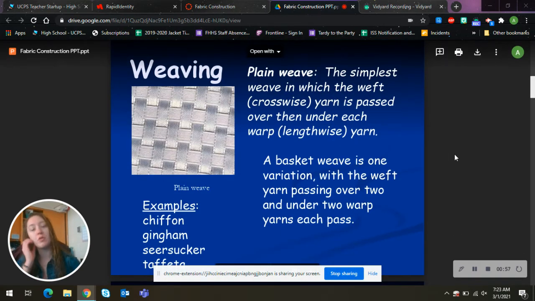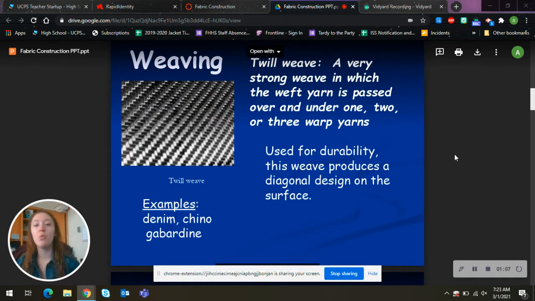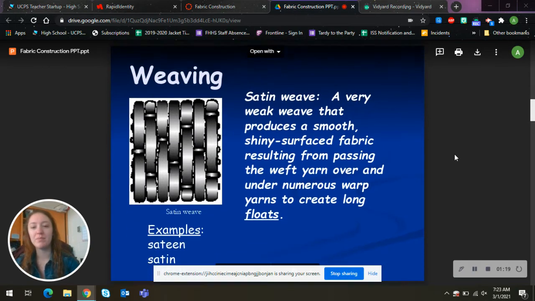So there are multiple different types of weaves. There's a plain weave, which is the simplest, and that is simply up and down, up and down, up and down over those fibers. It's what a basket looks like. A twill weave is a strong weave. The weft yarn is passed over and under 1 and then 2 and then 3. It's used for durability. This weave produces a diagonal design down the fabric.